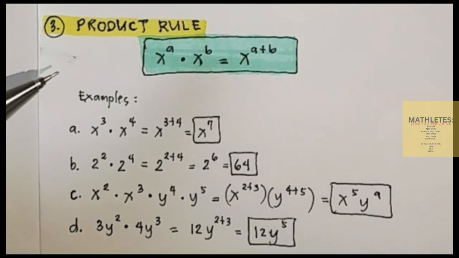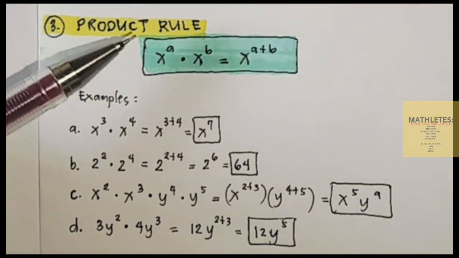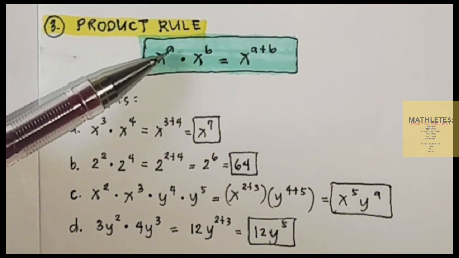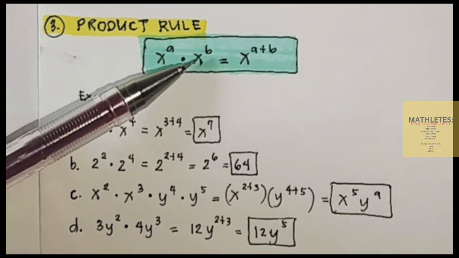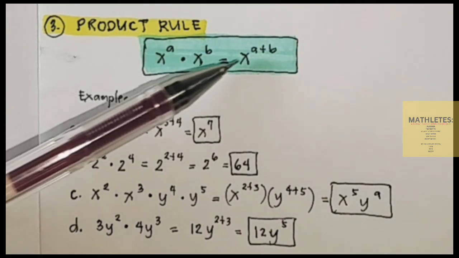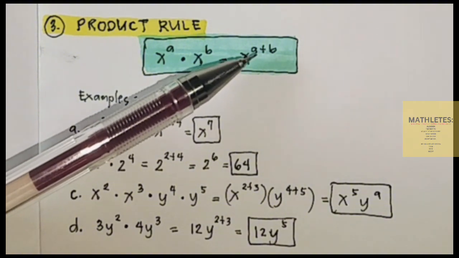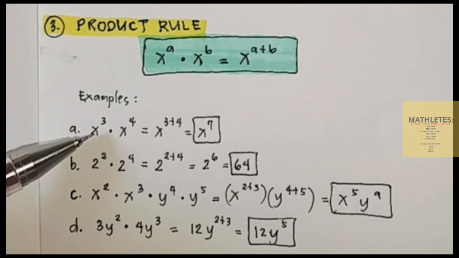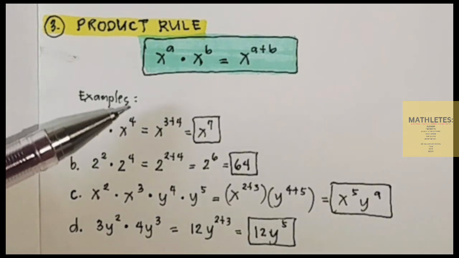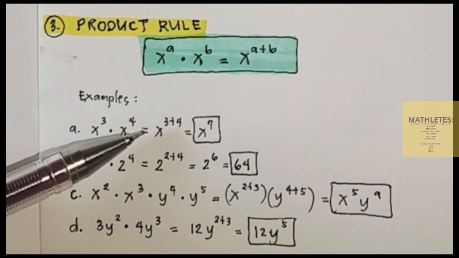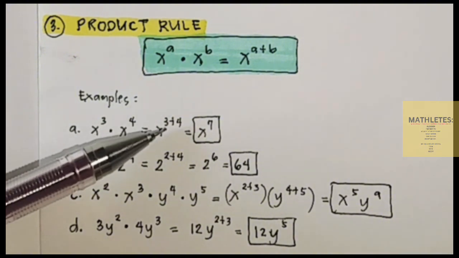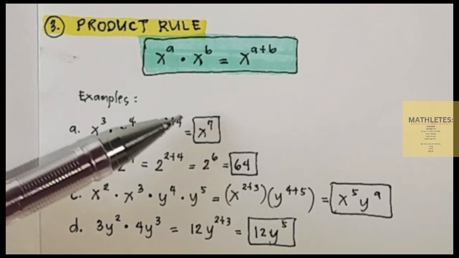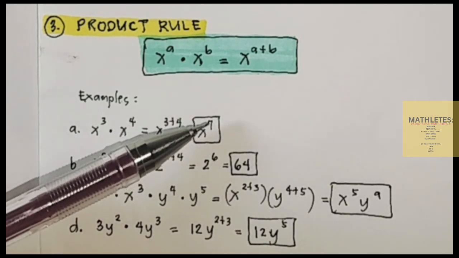Our third rule is the product rule. Let's say we have a base x, then we have the exponents a and b. So x to the power of a multiplied by x raised to the power of b. All you have to do is copy the base, which is x, then add up the exponents a and b. In our example, we have x cubed multiplied by x to the power of 4. So you copy the base x, then add up the exponents 3 and 4. 3 plus 4 is 7, so the result is x raised to the power of 7.